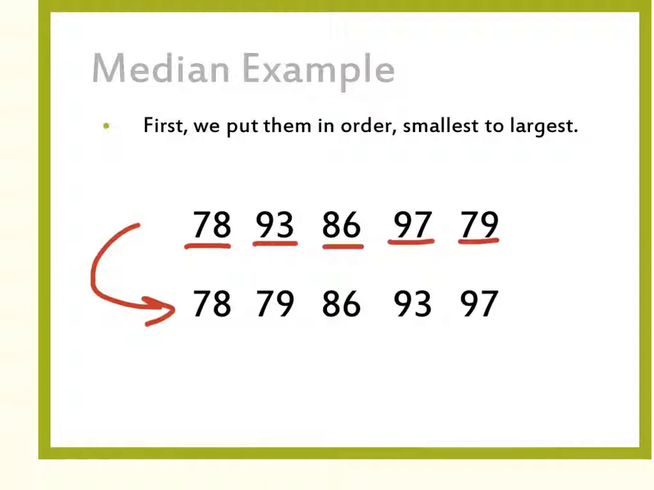The next step is to pick the one in the middle. And in this case, it's 86. 86 is the middle piece of data in this list. 86 is your median.